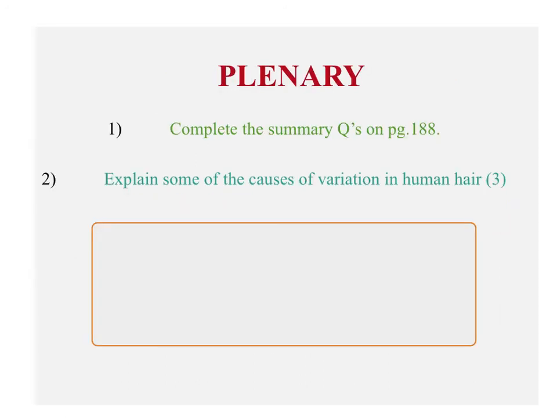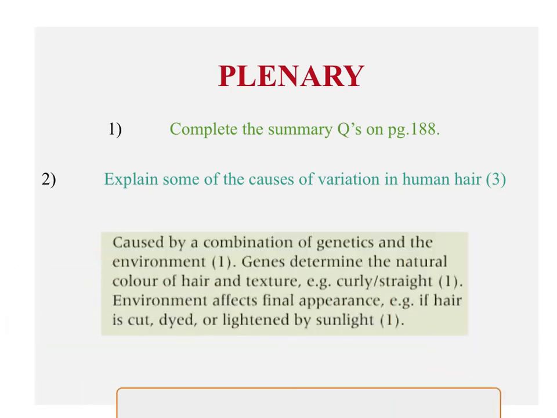So the final thing we're going to do is some summary questions. As you can see, we're not doing any exam questions today because this short lesson links very heavily into other topics, and they've got a bigger set of exam questions to link together, so we'll just wait until those. But have a go at the summary questions on page 188 and then explain some of the causes of variation in human hair. So pause, and then when you play again, I'm just going to move the answer box away. So here are your answers, check them, and then we are done, guys.